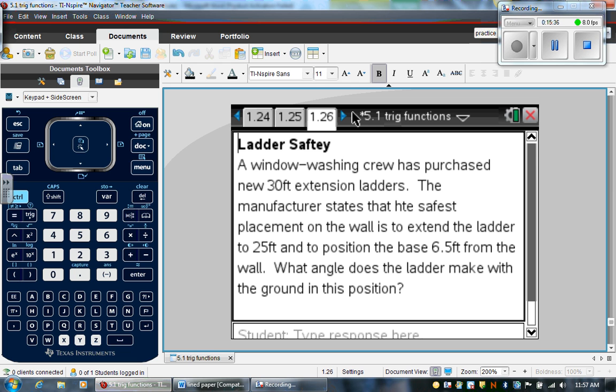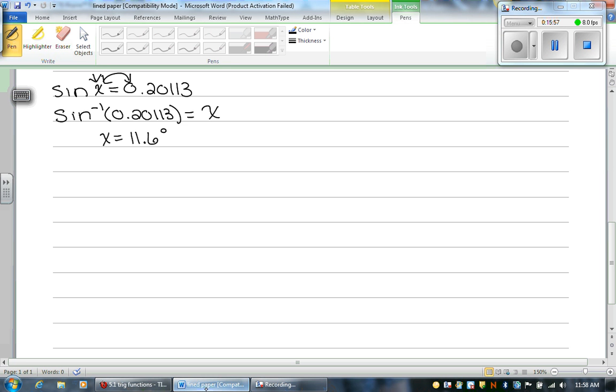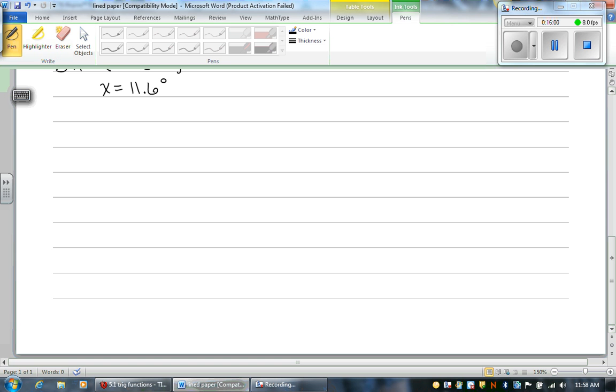Ladder safety. A window washing crew has purchased new 30-foot extension ladders. The manufacturer states that the safest placement on the wall is to extend the ladder to 25 feet and to position the base 6.5 feet from the wall. What angle does the ladder make with the ground in this position? So this is another one of those where you have to think about what the problem is actually asking and what it looks like.